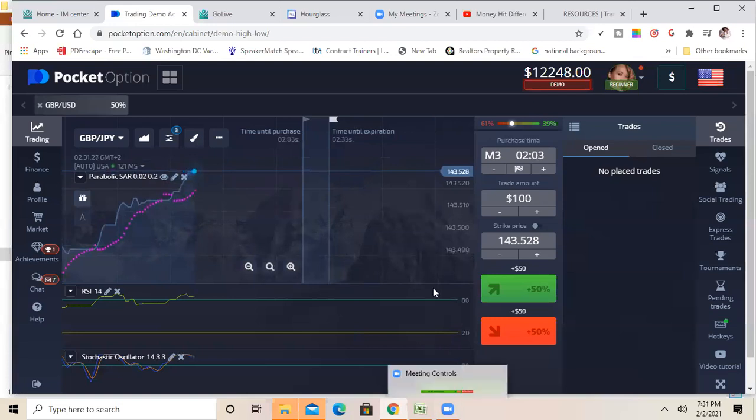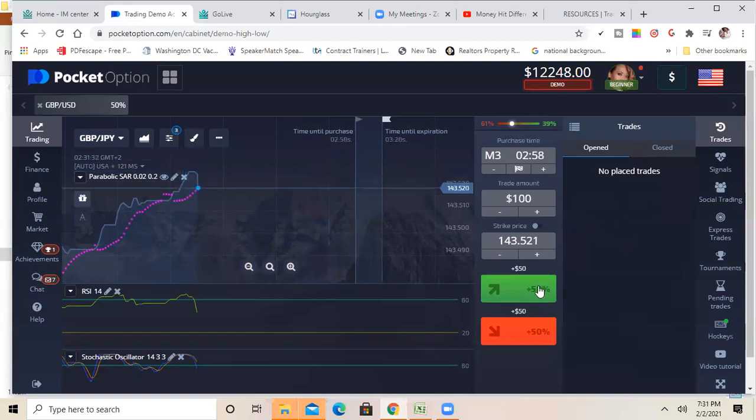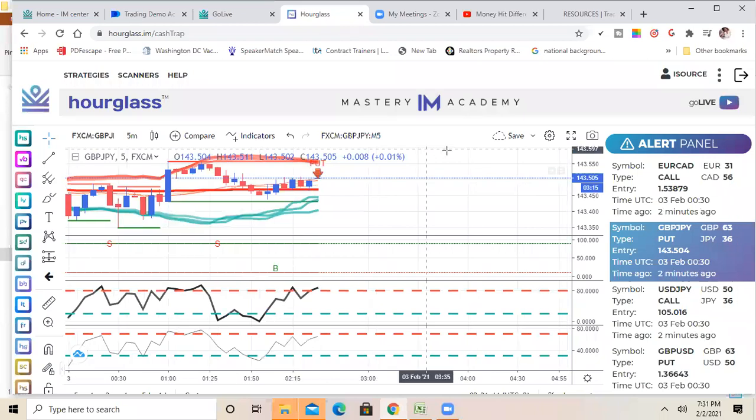So that's why. Down below, I want you to look at the buttons where you've got green and red. Green is for call, red is for put. So let's wrap all this together because we're just about done. We're going to go to Hourglass first, find out where our trade is that we want. Let's just say we're going to use GBP, JPY.